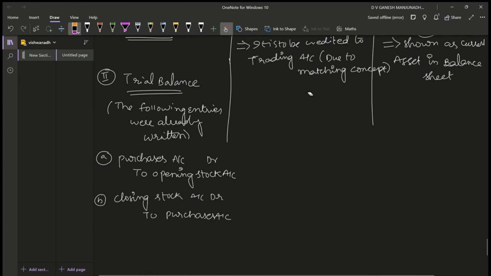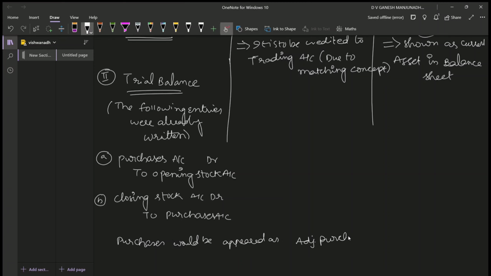Okay, but let us see here what we need to do. Closing stock account added to purchases and purchases account added to opening stock. Then purchases would be appearing as adjusted purchases. Then the purchases would be appeared as adjusted purchases.